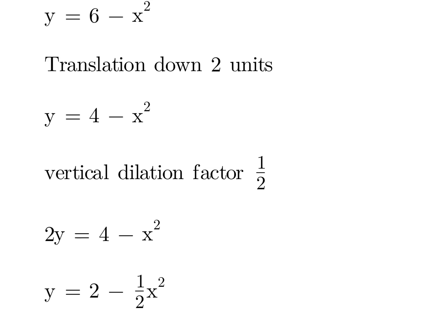Vertical dilation, factor of a half, replaces y over a half, or 2y. So 2y equals 4 minus x squared. Divide everything by 2 and you get y equals 2 minus a half x squared.